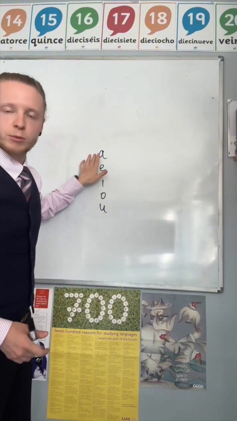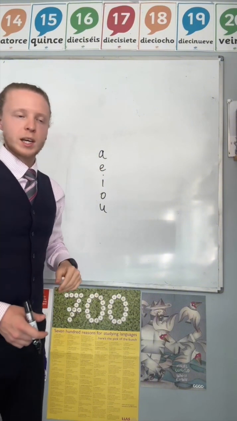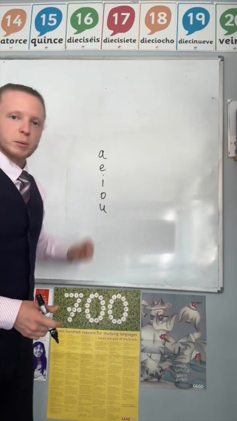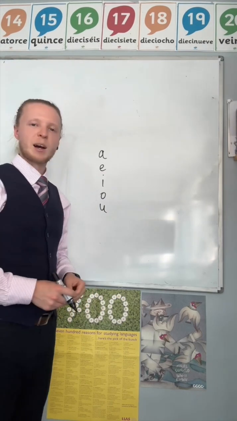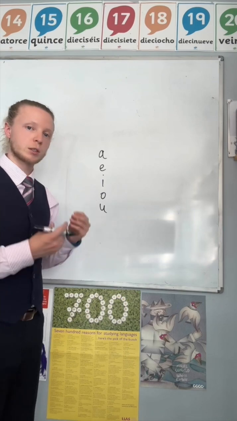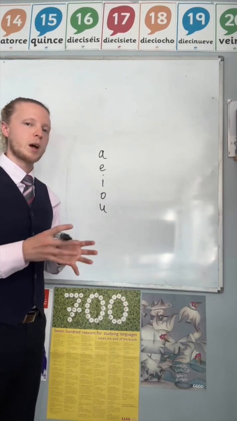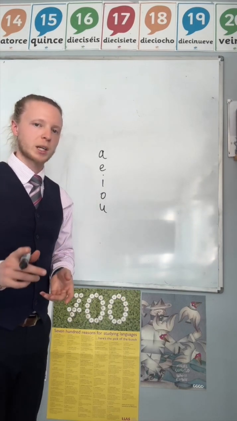If I put an L before it, la, le, li, lo, lu. If I put a P before it, pa, pe, pi, po, pu. If I put an M before it, ma, me, mi, mo, mu. However, there are 2 combinations of a consonant with these vowels where things get a little bit more complicated.